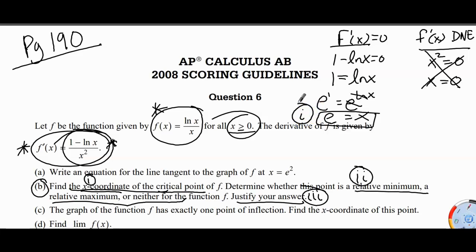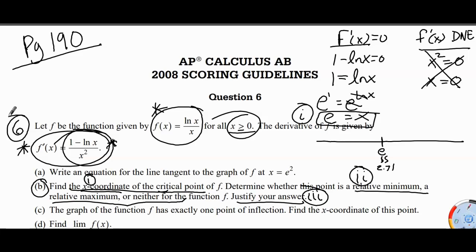What is the critical value? Now we need to decide, is this a relative min or a relative max? And to do that, we're going to do our number line test. So e, you guys got to know what e is. e is approximately 2.71. Okay? So we want to pick some numbers that are less than e and greater than e. And this is not a calculator question, so we don't want to use our calculator to evaluate this.